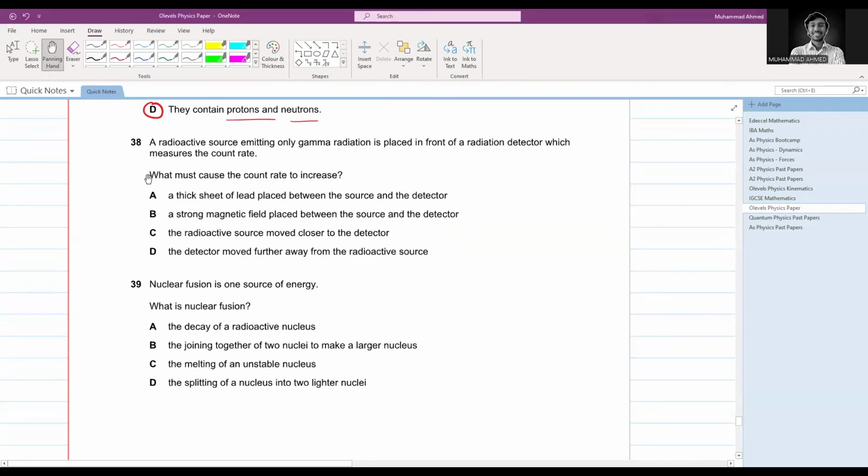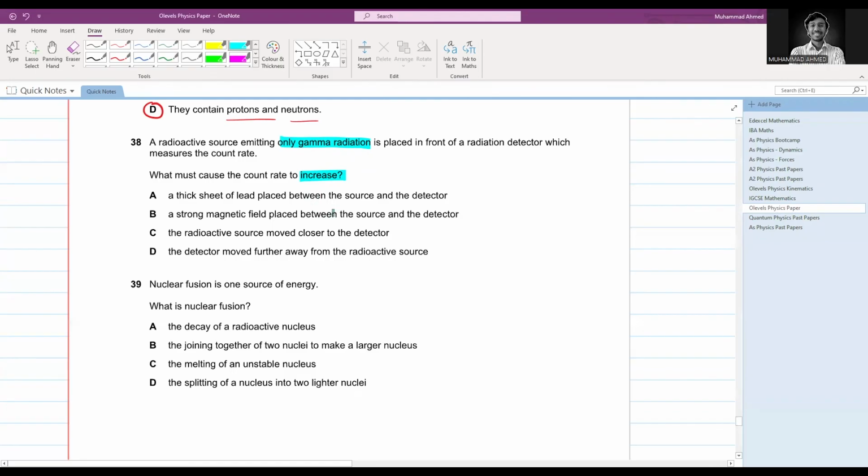A radioactive isotope emitting only gamma radiation is placed in front of a radiation detector which measures the count rate. What must cause the count rate to increase?